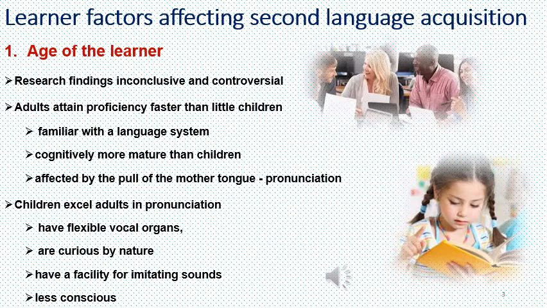But adults are often affected by the pull of the mother tongue when it comes to pronunciation. At the same time, children are more successful as far as pronunciation is concerned. Children have flexible vocal organs, are curious by nature and sensitive to the spoken form of language, and are therefore more successful as far as pronunciation is concerned.